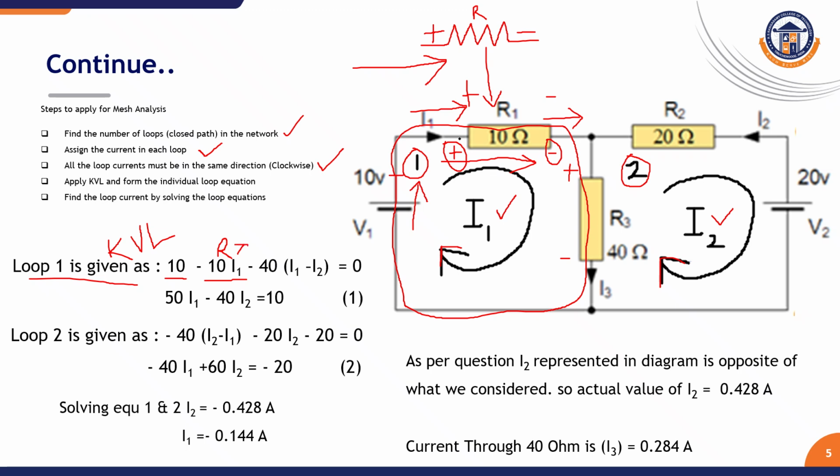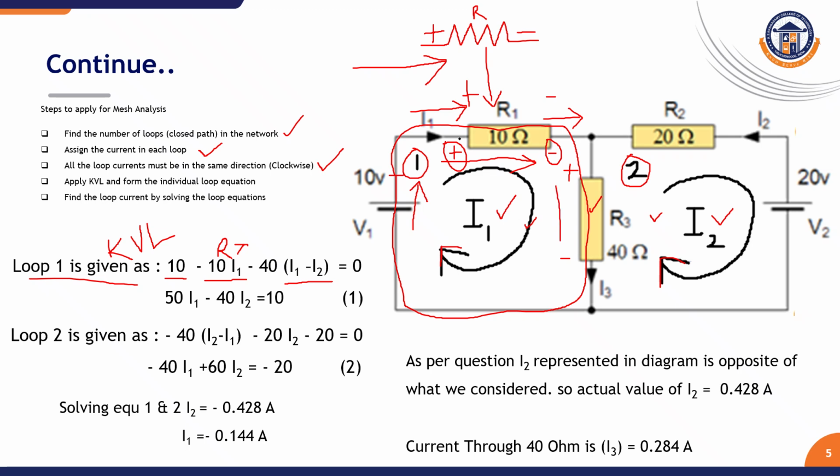Next, look at this particular branch. The 40 ohm resistor is common to loop 1 as well as loop 2, so you have to take the resultant current passing through this 40 ohm resistor. I don't know which current has the higher value. Now I am applying the KVL in loop 1. I am considering I1 as the dominant current, so I write the equation I1 minus I2.